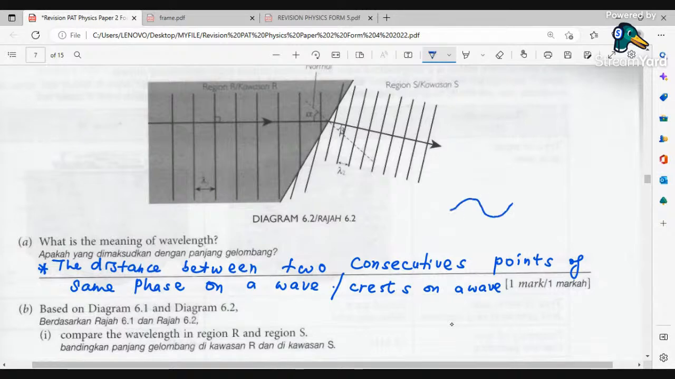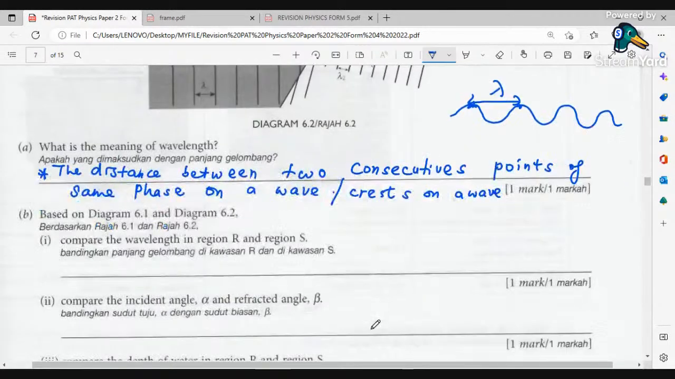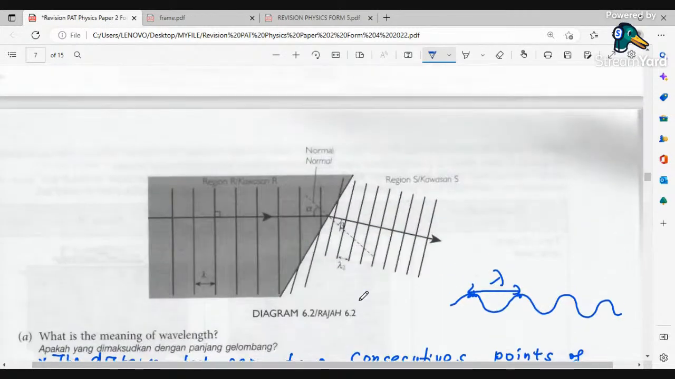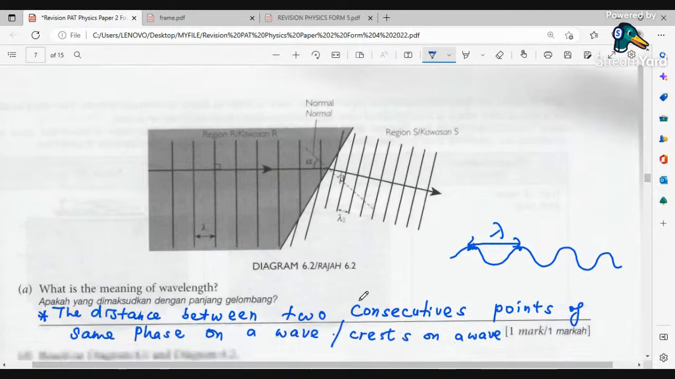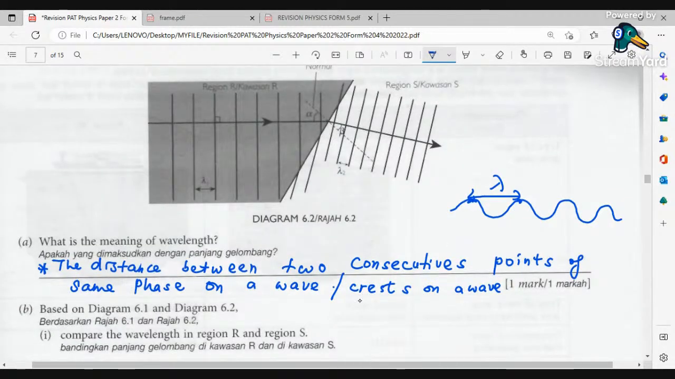Maksudnya ini satu wave. This is a wave. So this is crest, this is crest. So the distance between two consecutive crests is wavelength. Okay. Crest, crest are in phase. Trough, trough also in phase. Okay, B1. Compare wavelength in region R and S. Okay, compare wavelength. You boleh nampak distance between two wavefront itu. Ini panjang, ini pendek.